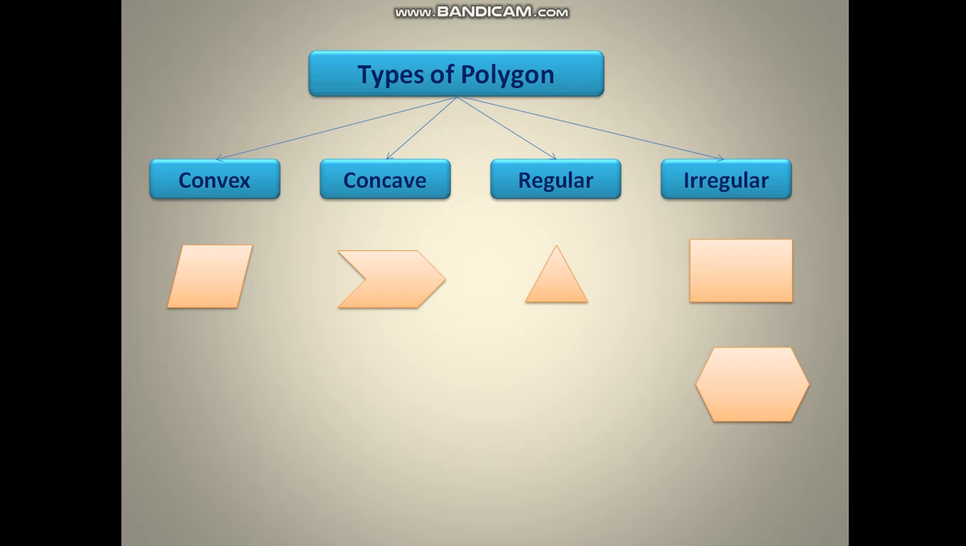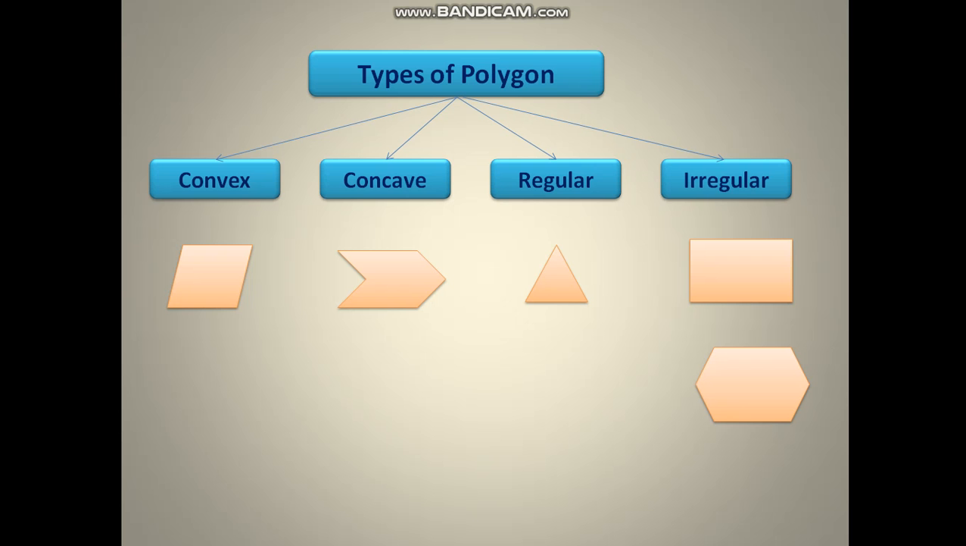Next, concave polygon. It is defined as a polygon with one or more interior angles greater than 180 degrees. A concave polygon is just the opposite of a convex polygon. You can observe the diagram on your screen related to concave. So it crosses 180 degrees, and we call it a concave polygon.